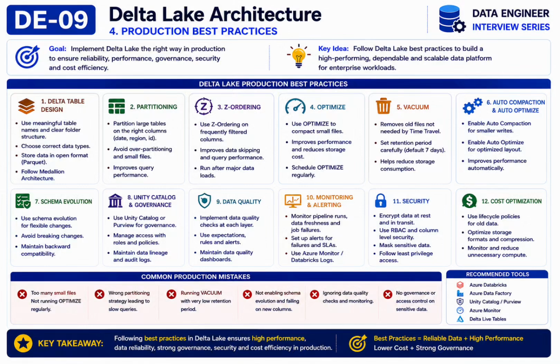Now the most common production mistakes include ignoring small files problems, not running optimization techniques, using poor partition strategies, running VACUUM with an unsafe retention period, ignoring data quality checks, and the last one, not implementing proper governance. Avoiding these mistakes results in a stable, scalable and high performing Delta Lake platform.